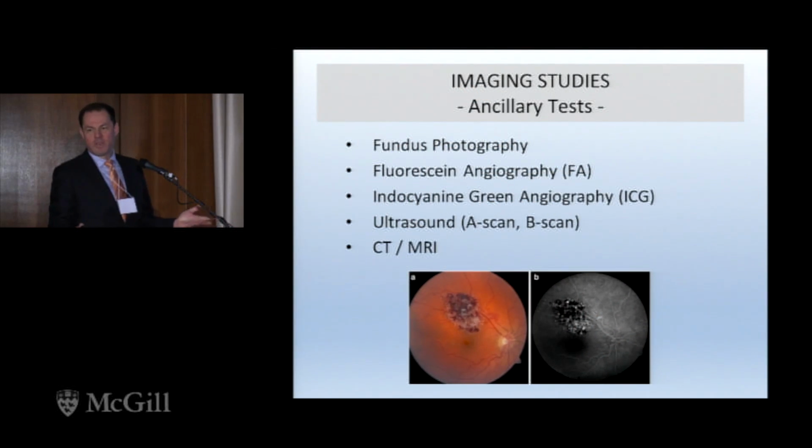So what have we been using up into the recent past? Well, this collection here of ancillary tests. We've used fundus photography, we've used angiography, whether it be with fluorescein or with indocyanine green, and we've used extensively ultrasound in pathology, both A and B scans, and on a more comprehensive level, CT scans and MRIs to look at more associated disorders with these vascular tumors.